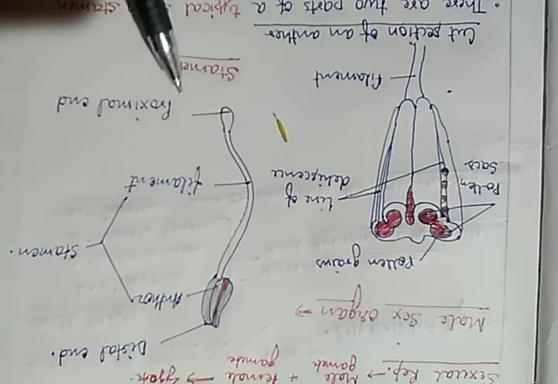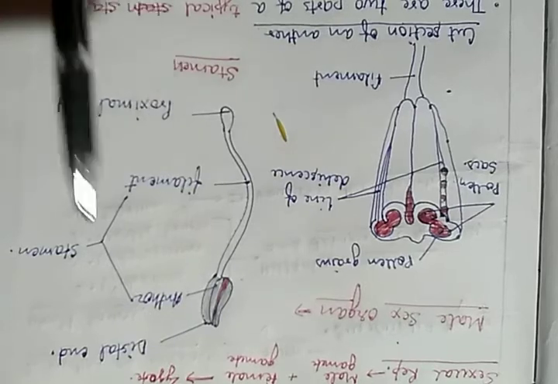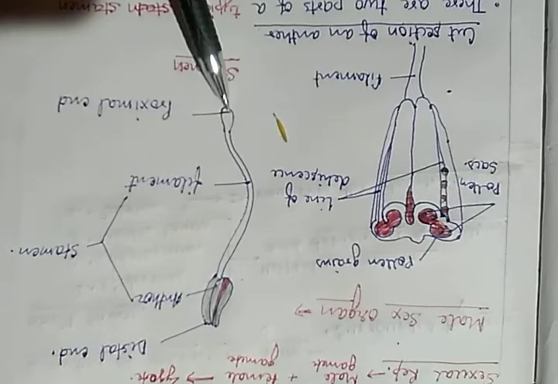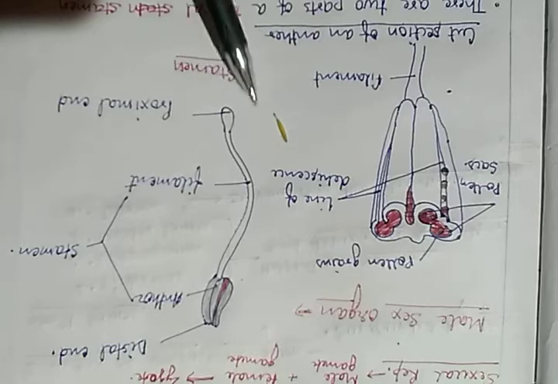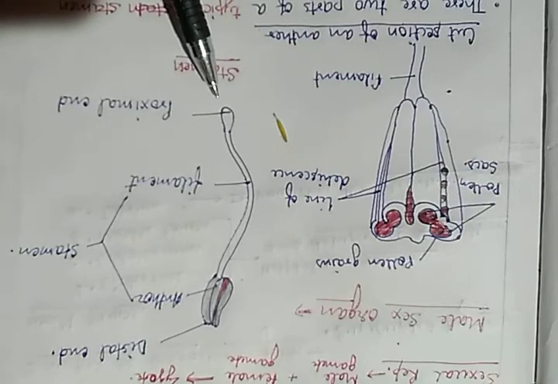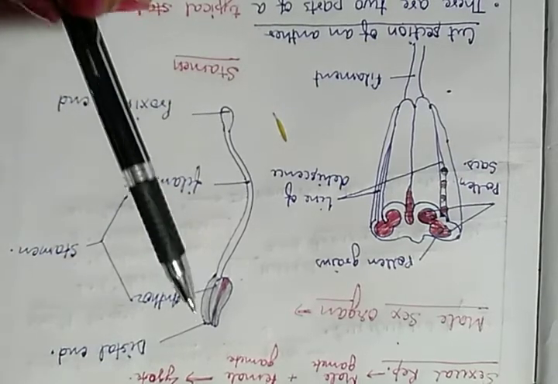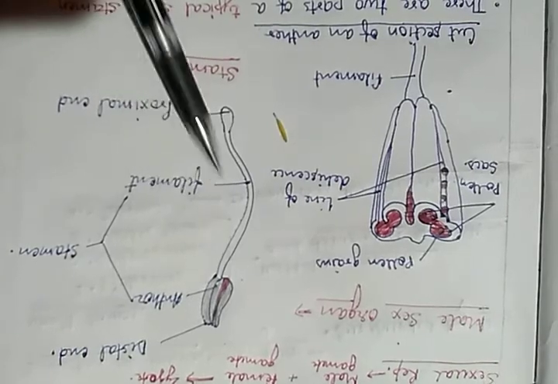Students, there are two ends of this stamen. First is the proximal end and the next one is what? That is the distal end. The end which is very near to the thalamus is known as the proximal end, and the end which is very far from the thalamus is known as the distal end. So this is the distal end of this stamen.